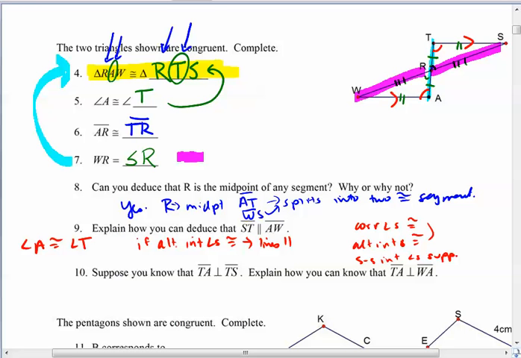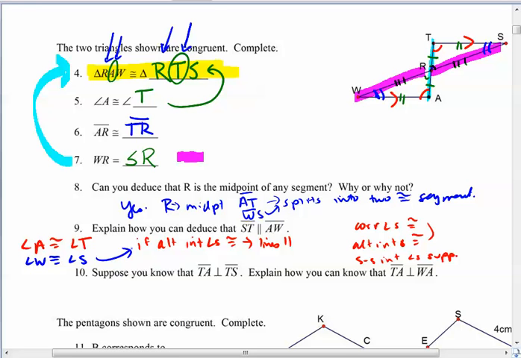If you wanted to do it another way, we know that angle W is congruent to angle S, and those two are also alternate interior angles, just on a different transversal, WS. So I could have said angle W is congruent to angle S by the same reason. All right.